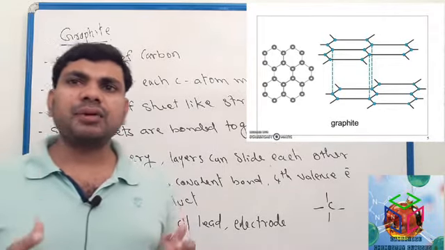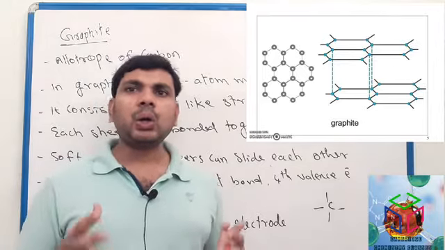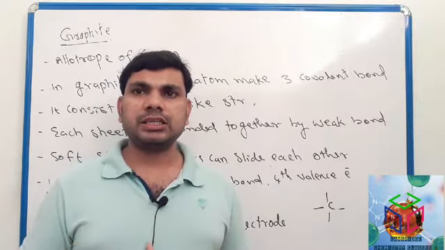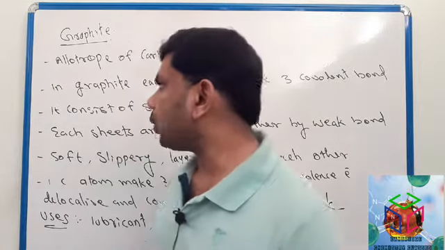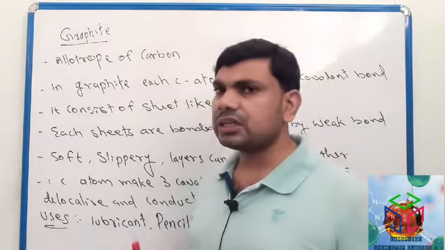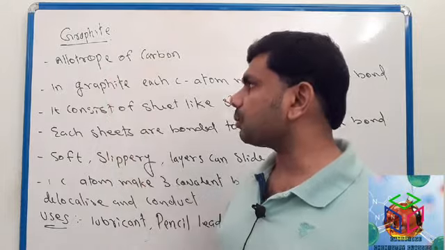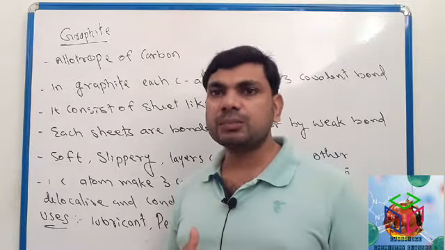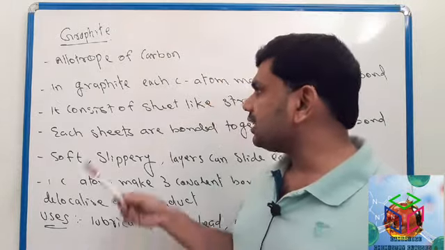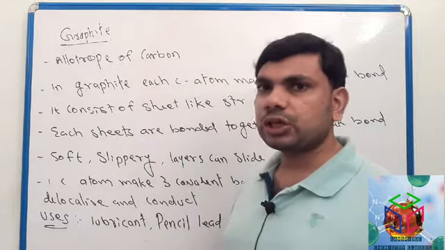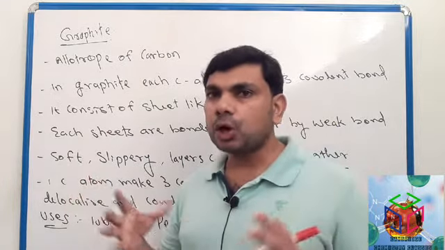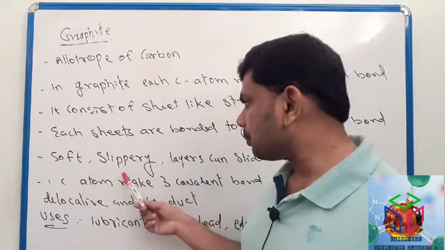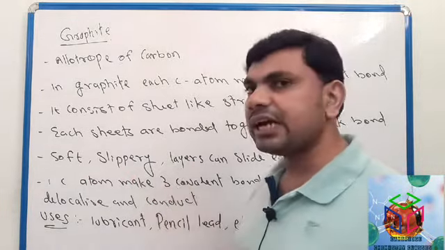Okay, and graphite is slippery. Also it conducts electricity. So look here, these are the points we discussed. Graphite is one allotrope of carbon. In graphite, each carbon atom makes three covalent bonds. It consists of a sheet-like structure. Each sheet is bonded together by weak bonds. It is soft, slippery. Also layers can slide over each other.